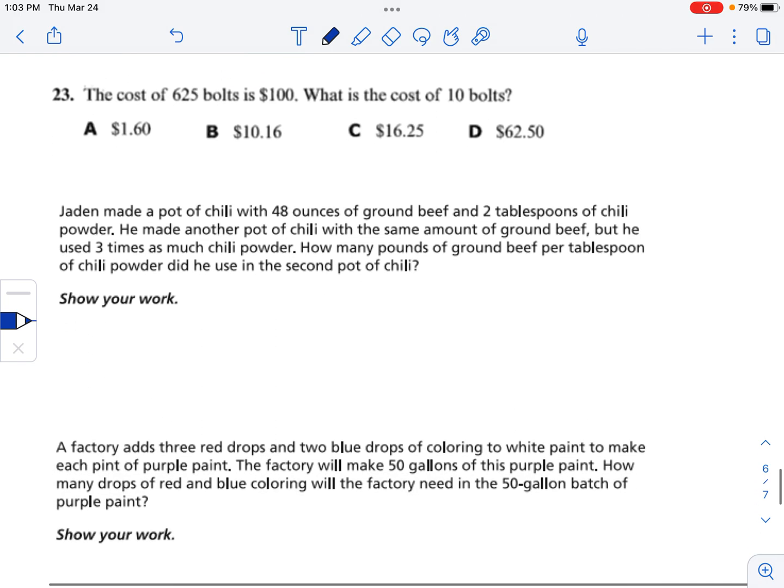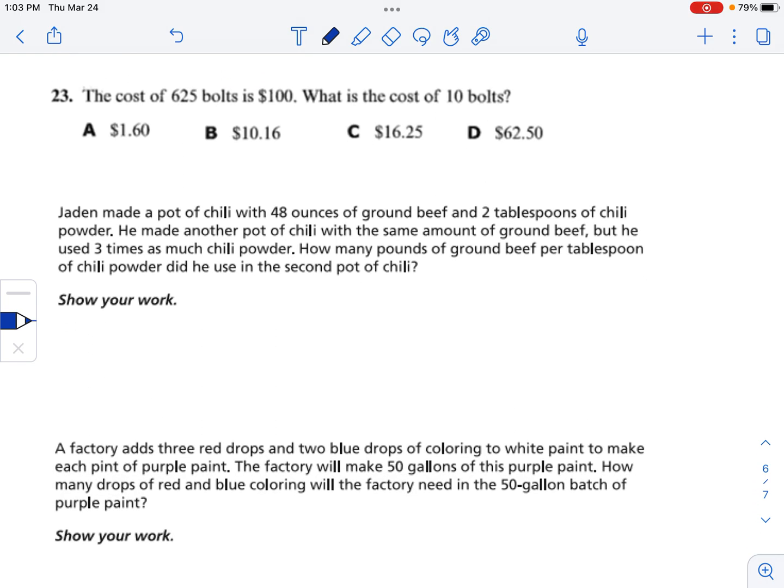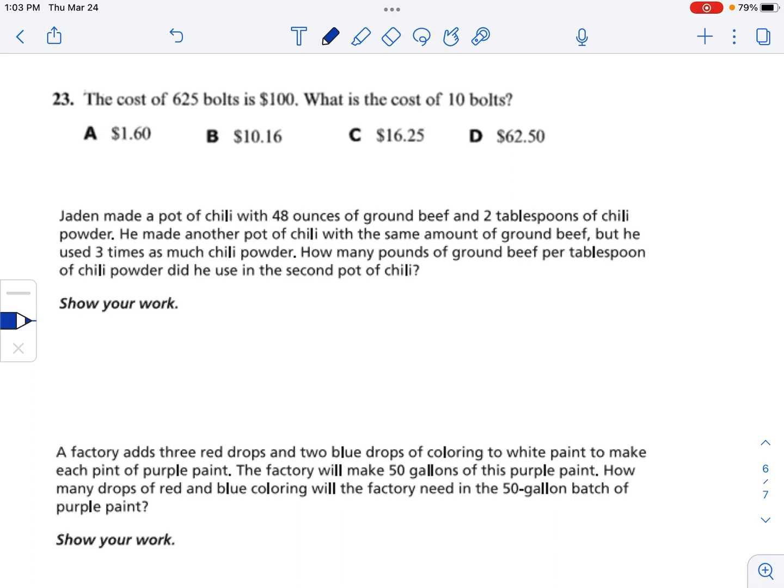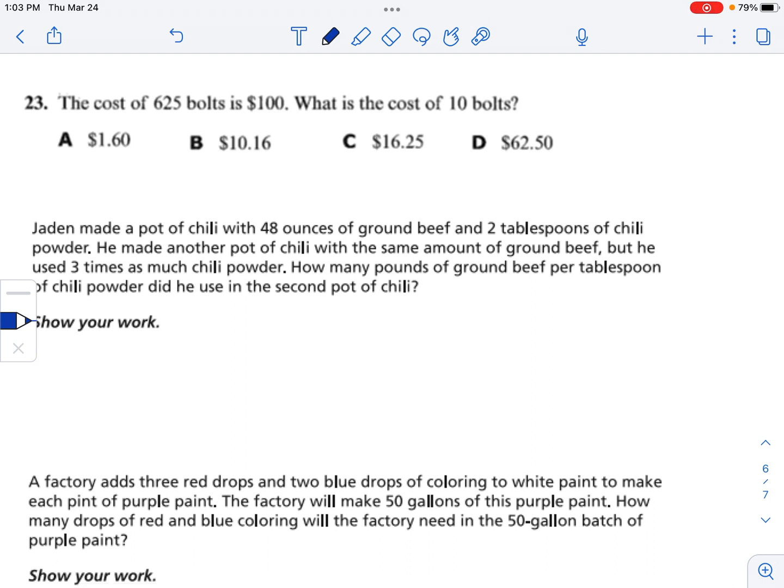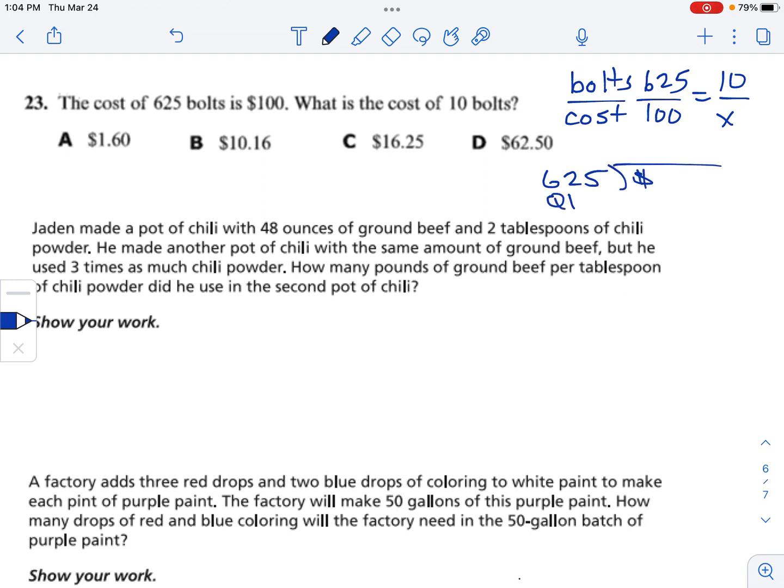Okay, number 23. The cost of 625 bolts is $100. What is the cost of 10 bolts? Okay, I would either suggest finding the unit rate or setting up your proportion for this. If you're setting up a proportion, you want to put the bolts over the cost, right? 625 over 100 equals 10. Number of bolts is 10, and X is the cost. All right, that's one strategy. If we want to find the unit rate instead, we're going to divide. Remember, the money, the dollars, is always divided by the quantity.